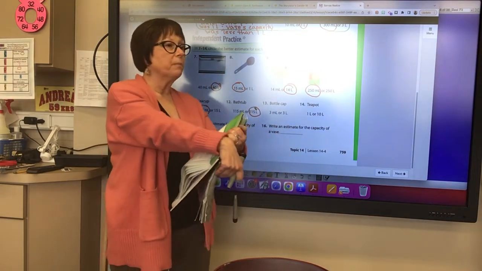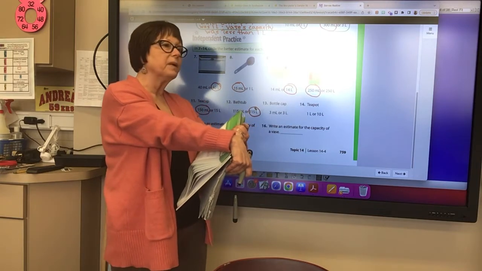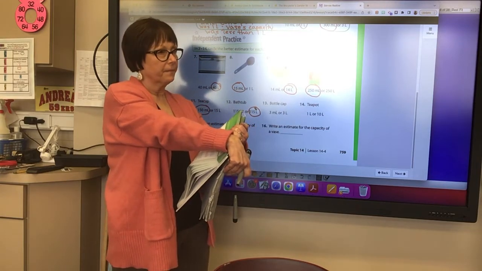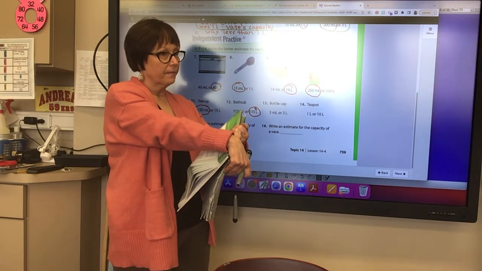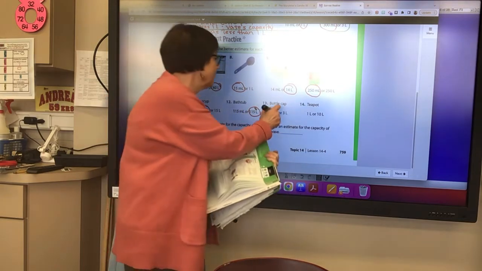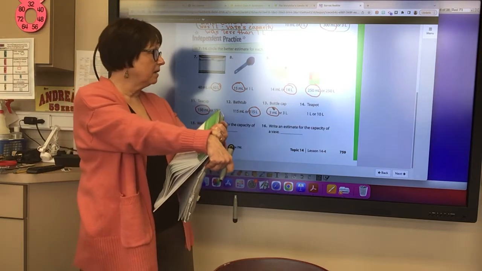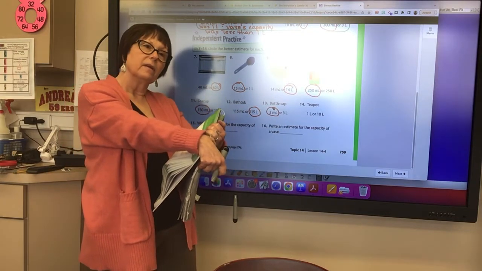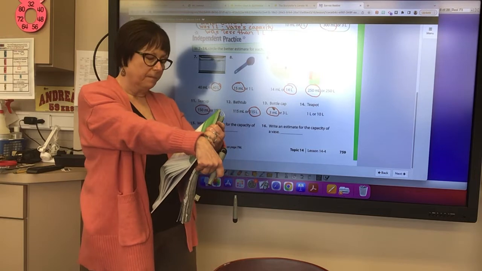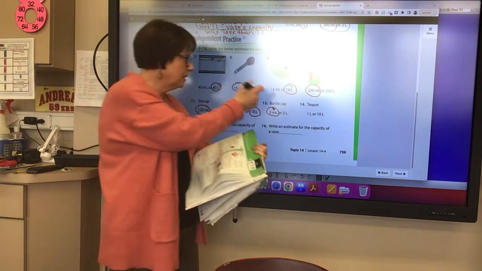A bottle cap, 3 milliliters or 3 liters? 3 milliliters. A teapot, 1 liter or 10 liters? 1 liter.